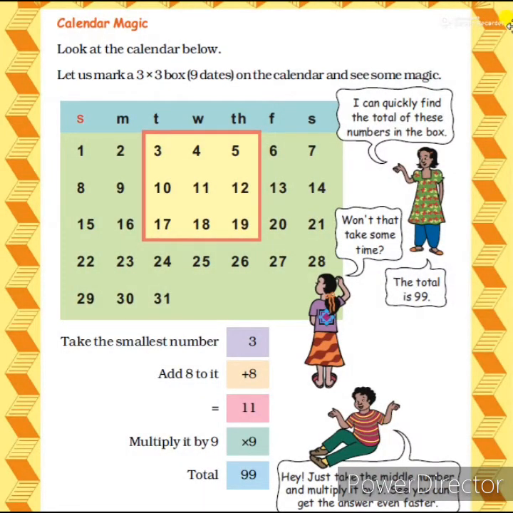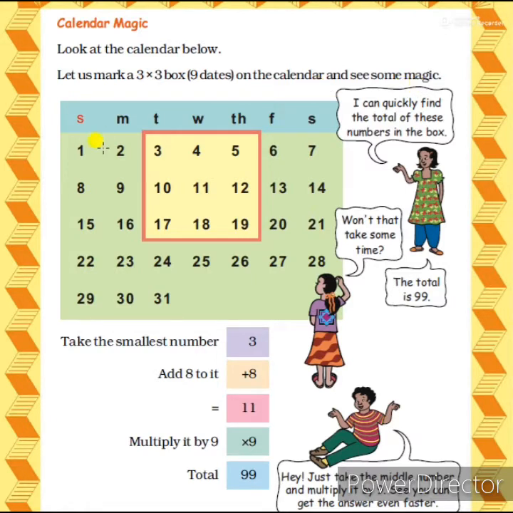Can you see the pattern? Today we will start from page number 107. On this page we are given the topic Calendar Magic. First I will read the question. Look at the calendar below. Let's mark a 3 into 3 box. That means 9 dates on the calendar, and see some magic. What is the magic here?